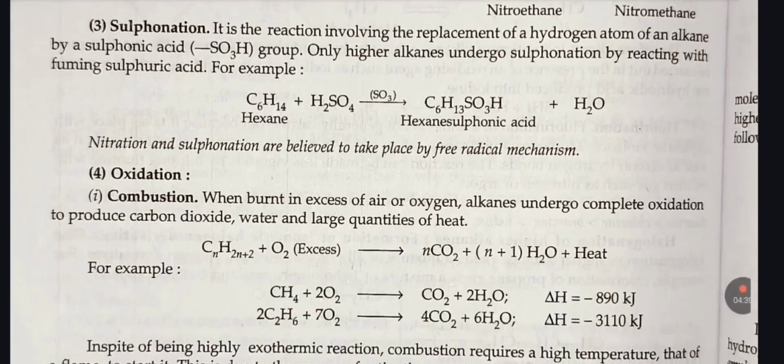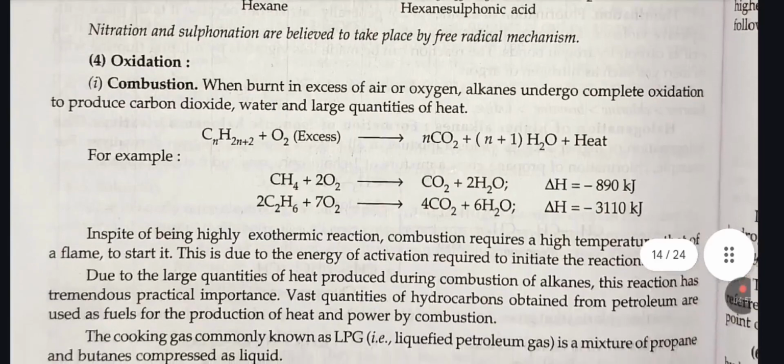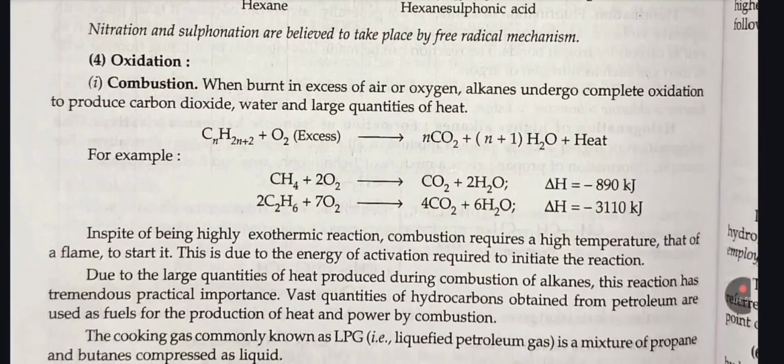Sulfonation. It is the reaction involving the replacement of a hydrogen atom of an alkane by a sulfonic acid group. Only higher alkanes undergo sulfonation by reacting with fuming sulfuric acid. For example, hexane plus H2SO4 in the presence of SO3 will give hexane sulfonic acid plus H2O. Nitration and sulfonation are believed to take place by free radical mechanism.